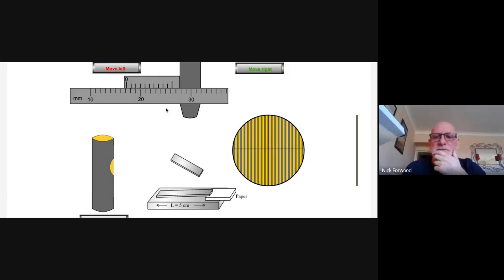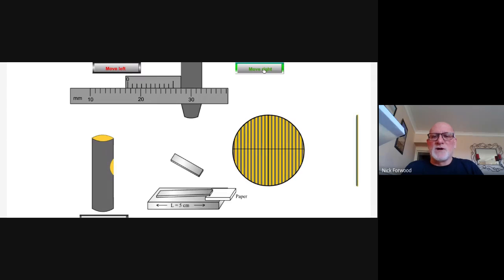17.2 is my initial reading, and I'm going to move it to the right and count 10 fringes. So what I need you to do is look here, and this is on the 0 fringe. It's actually the M plus 0 because there's a whole load of other ones. Then I'm going to go to the M plus 1, M plus 2, plus 3, plus 4, plus 5, plus 6, plus 7, plus 8, plus 9, plus 10. I'm eventually going to get to this fringe with the crosshairs lined up. So I want you to count.